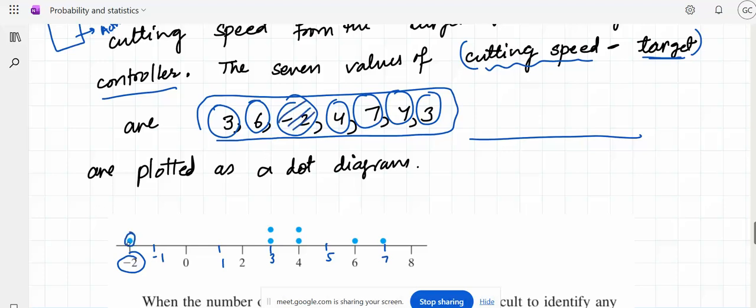And then I will see 3 is how many times? 2 times, so I'll put 2 dots here. And then 4 is 2 times again, so I'll put 2 dots here, and then I see 6 is 1 time and 7 is 1 time. So this is the dot diagram. This gives us an idea about the distribution of the data, right? How the data is distributed. Make sense?